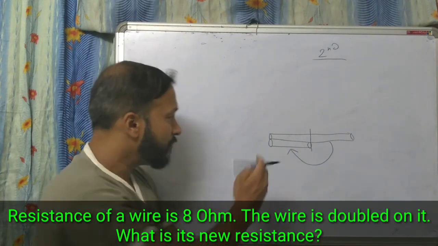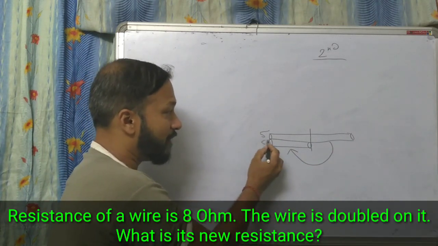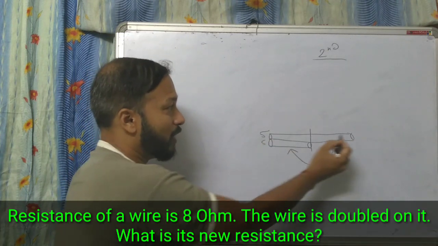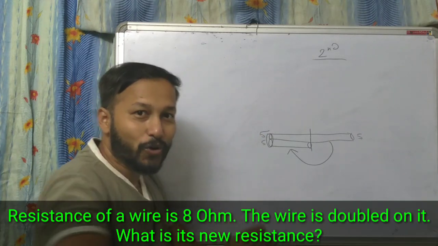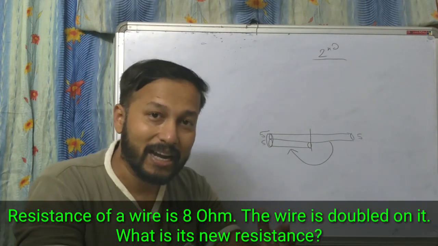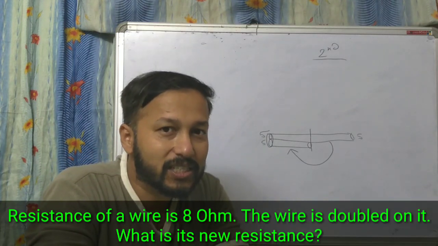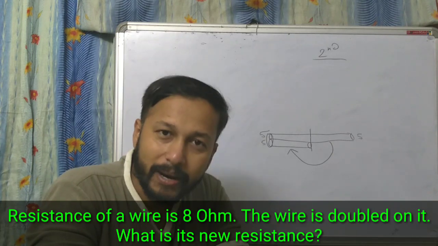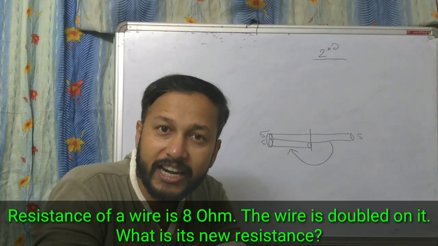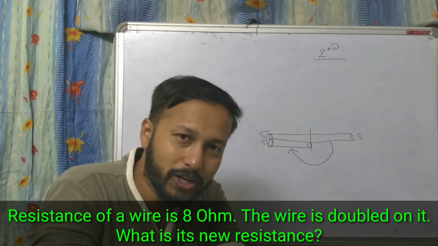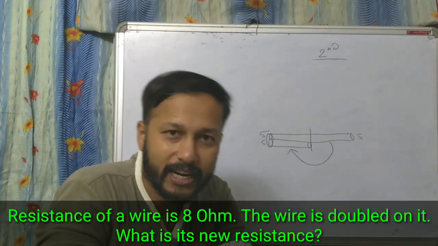And its area: first the area was 5, now another 5 is added, so the area is 5 plus 5, which is 10. So the area becomes double, but the length is halved. So when a wire is doubled on itself, the length gets half, whereas its cross-sectional area gets doubled. Understood? This is the meaning of that phrase.